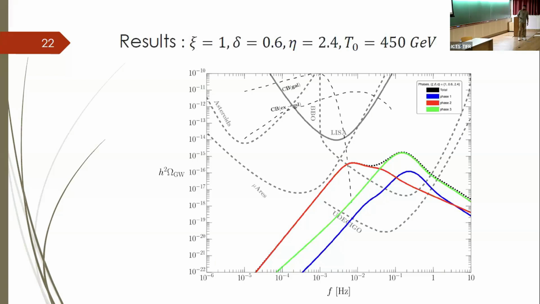So now, just to show some concrete results. For this benchmark point, I choose chi to be order 1-ish, delta to be 0.6, eta, which is the model dependent parameter, to be 2.4, and the hidden sector scale to be 450 GeV. I'm plotting h² Ω versus the frequency.